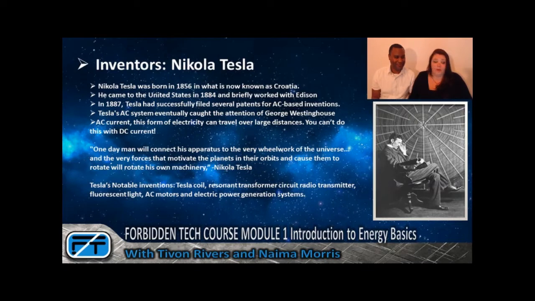But anyway, let's talk about who he was. He was born in 1856 in what is now known as Croatia. He came to the United States in 1884 and briefly worked with Thomas Edison. In 1887, Tesla had successfully filed several patents for AC-based inventions. Tesla's AC system eventually caught the attention of George Westinghouse. AC current, this form of electricity, can travel over large distances, and you can't do that with DC current. And we're going to explain what they are in a minute.